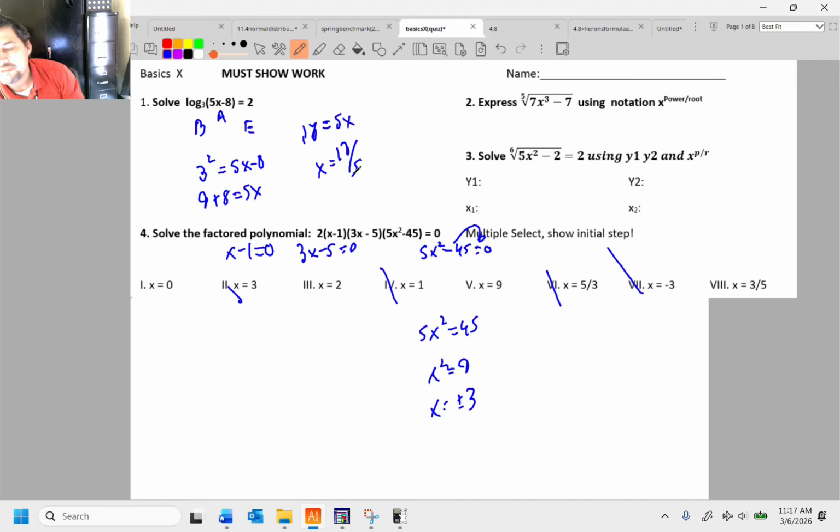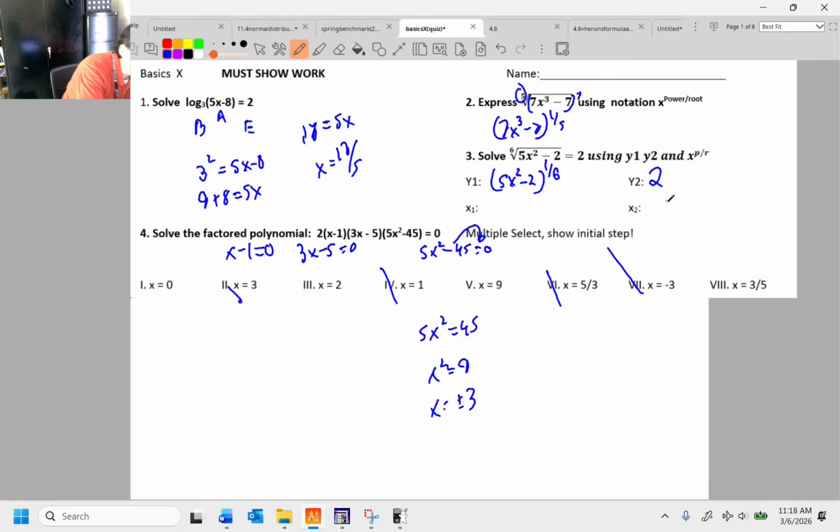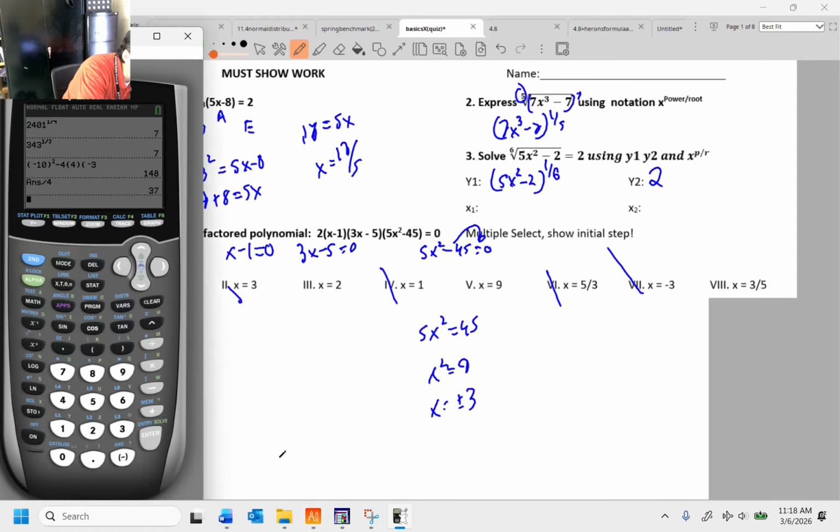Number 2, express this using power over root notation. You got to think about all the stuff inside having an exponent of 1. That's your power. The root is a 5. Easy peasy. I need to know that. Do number 3. I take 5x squared minus 2. I raise it to the first and I divide it by 6. y2 is just 2. Then I go push buttons on my wonderful TI-84.